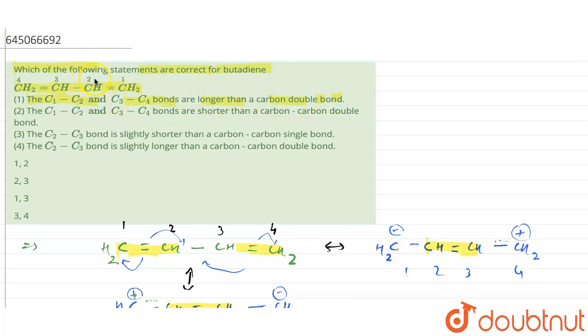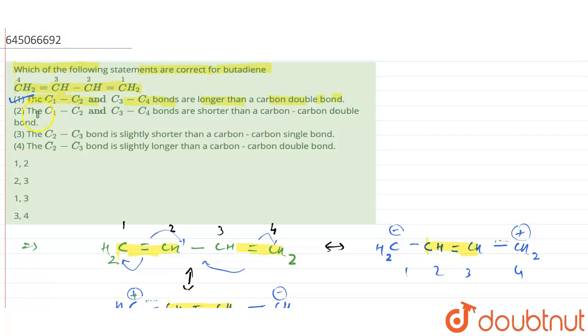Which is absolutely true, because due to the acquirement of partial double bond characteristic, it is going to be longer than a carbon double bond, as we have seen. A double bond has a strong force of attraction and strong bond strength, therefore bond length is less, while C1, C2 and C3, C4 have partial double bonds. Therefore option number A is correct.